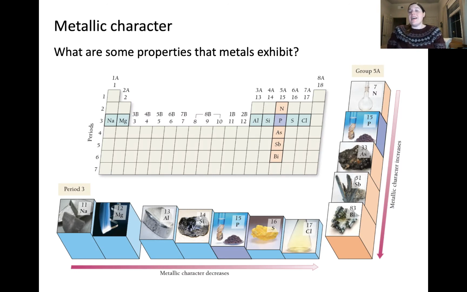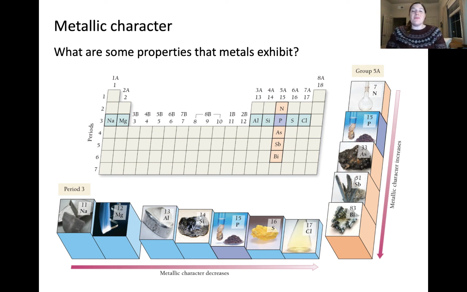Let's now consider metallic character. Think back to when we compared properties of metals and nonmetals. Metals were substances that were solids at room temperature, malleable, typically conductive. Sometimes you hear shiny as a description, okay? And most of the periodic table is composed of metals. But we can actually rank elements in terms of their metallic character, which is how much their properties resemble that of metals.